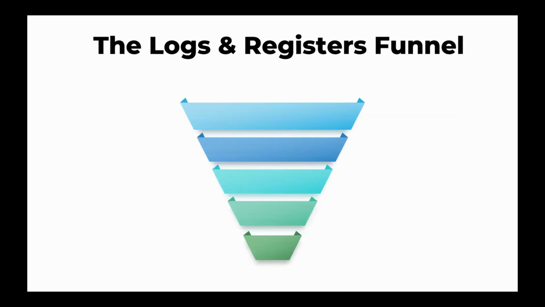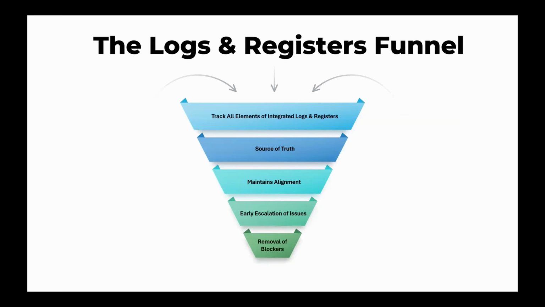The logs and registers funnel works just like all the others. What you put in is what you get out. So essentially, if the PM can track all elements of the logs and registers document accurately, it becomes that source of truth for the project stakeholders. That source of truth will maintain alignment across the project team, and good alignment allows you to surface issues early because everyone is on the same page and knows where to look. This helps you remove blockers much more effectively when they do surface, all because people saw the issue coming through clear and accurate documentation.